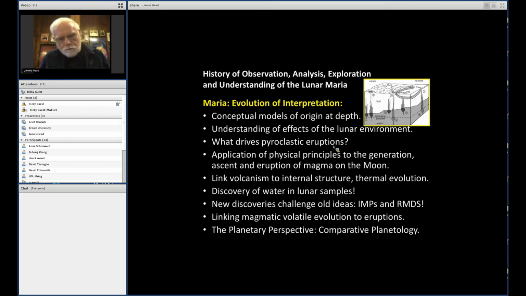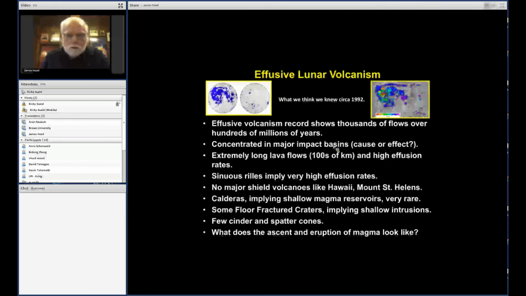And we can then plot that as a function of ascent and see how that maps out into the emplacement of eruptions on the surface. And we'll talk about that at the end. And again, the planetary perspective, comparative planetology, has helped us immensely.